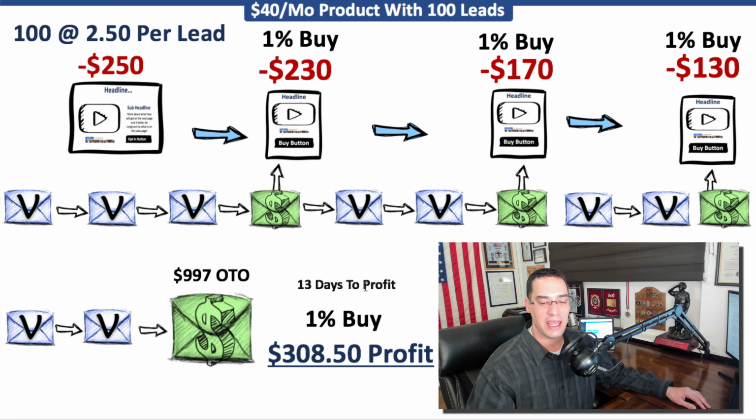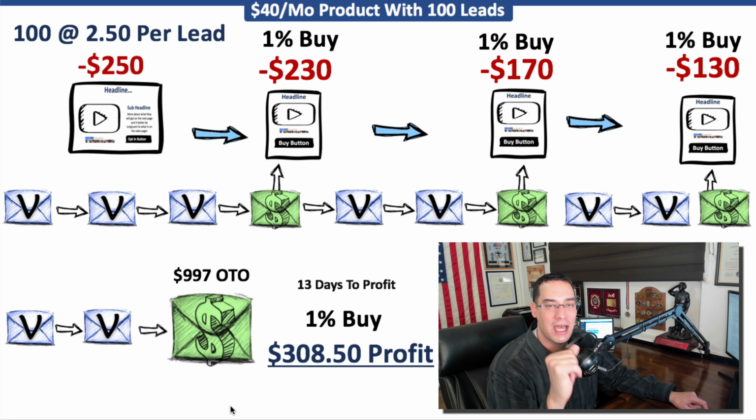So in 13 days, what do we have in this machine? In 13 days flat, literally in under 2 weeks, this is $1 in and $2 out. $250 in, $308 out. And if you can do that in 2 weeks, let me put it to you this way. How many times would you do that in 2 weeks?